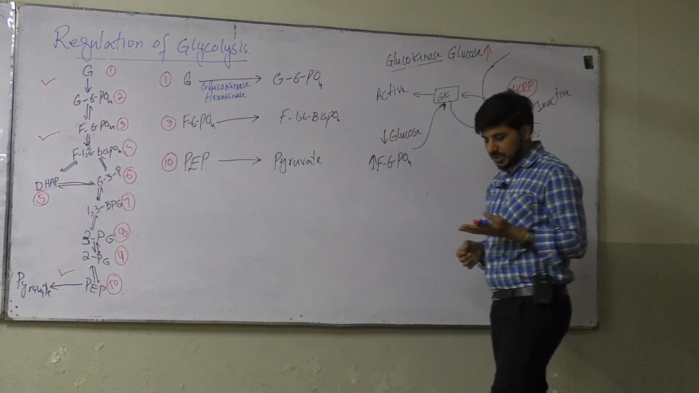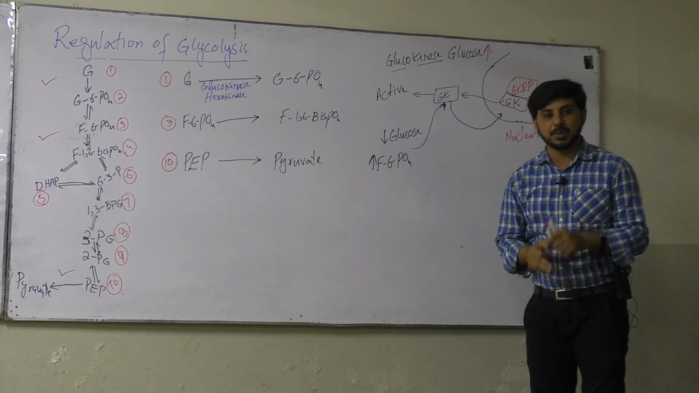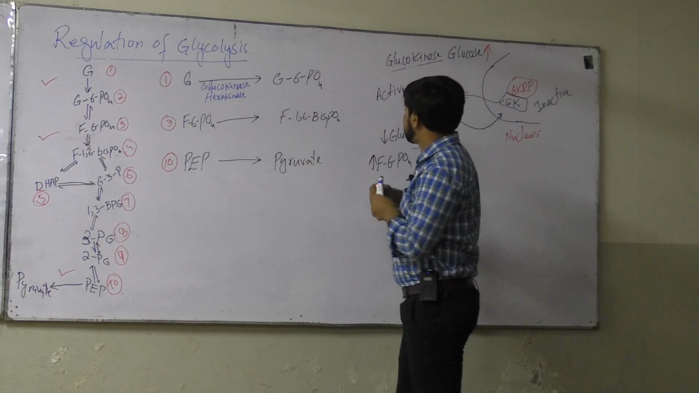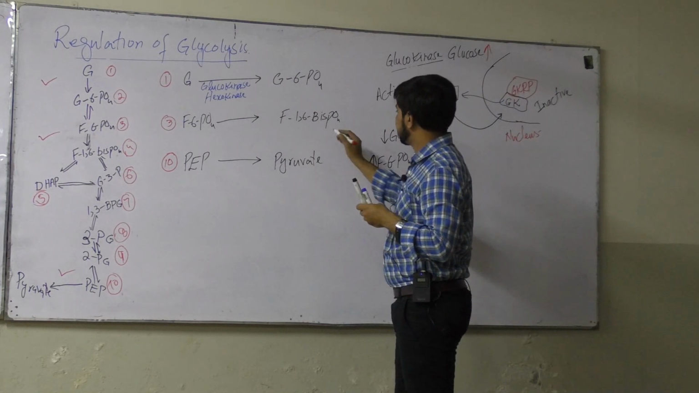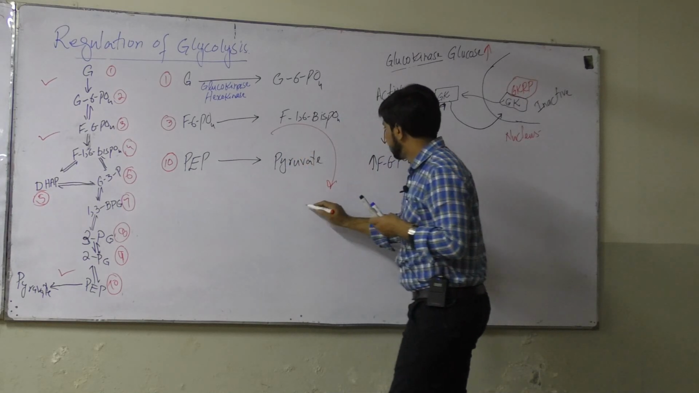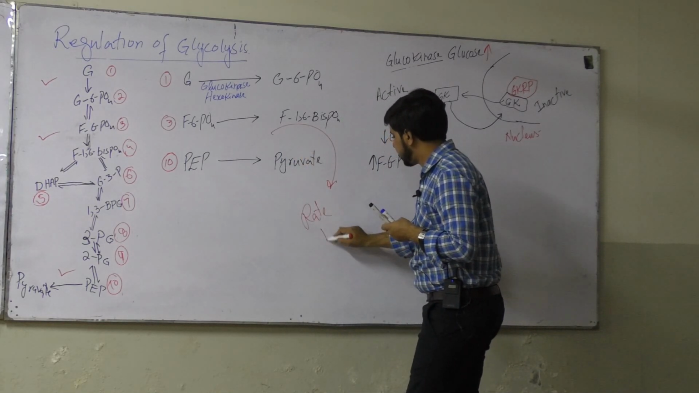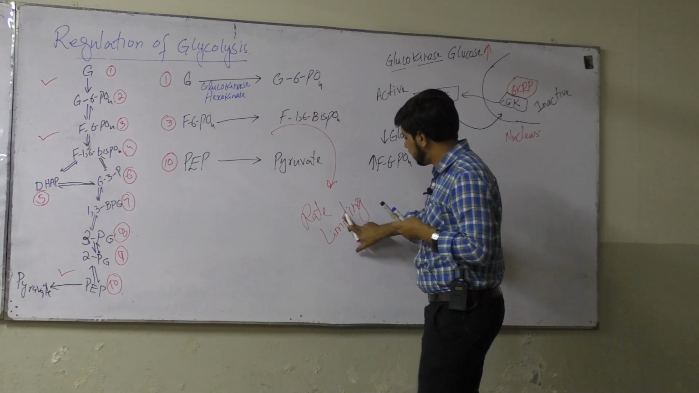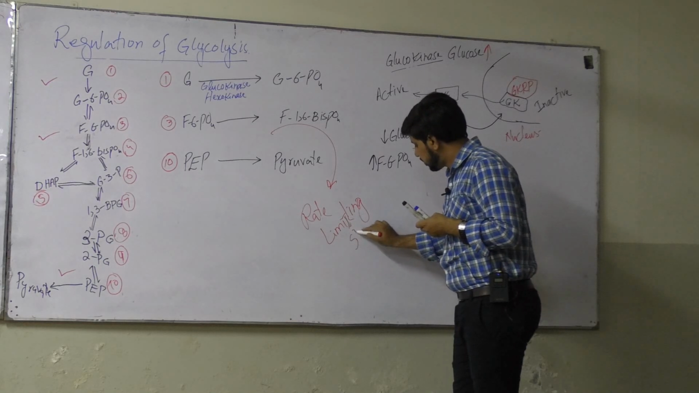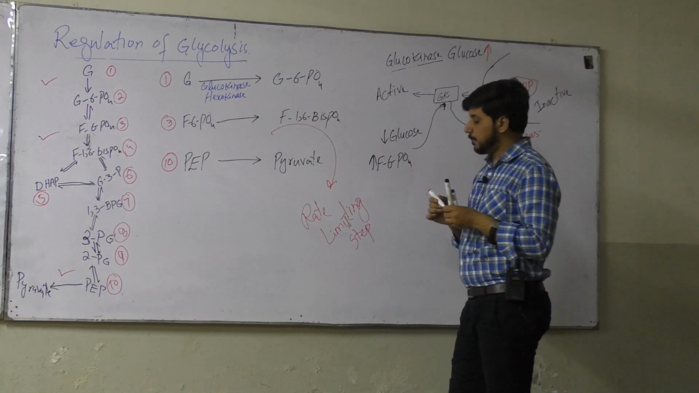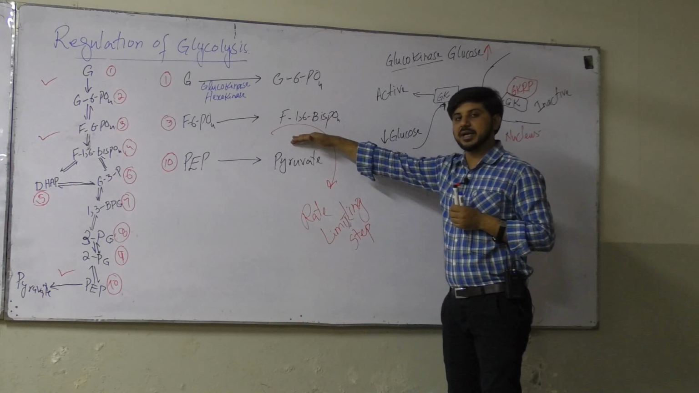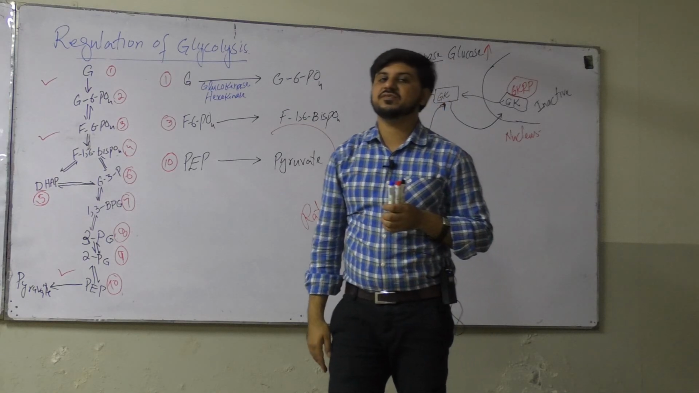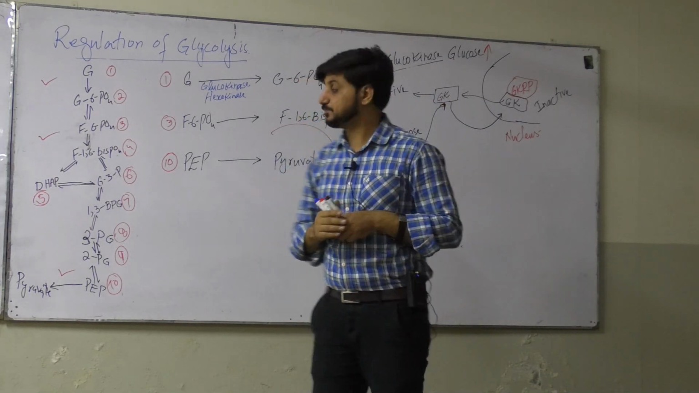In the second regulatory step, this is a very, very important step because this step is also referred to as the rate limiting step. This chemical reaction is also referred to as the rate limiting step, because this reaction will decide whether the pathway will be glycolytic or gluconeogenic.